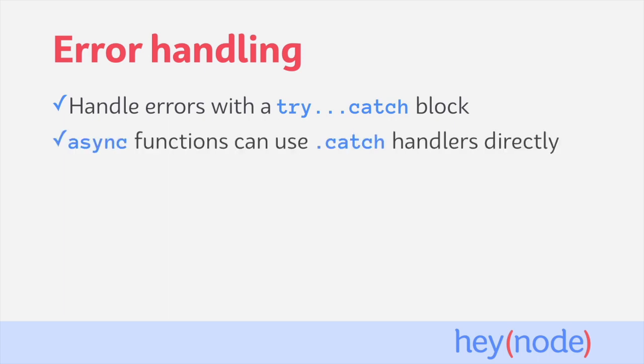Your second option is to attach a catch handler when calling the async function itself. All async functions return a promise, and if an error is thrown inside of an async function and not caught somewhere by a try-catch block, that error will bubble up to the async function itself, at which point it can be caught by a catch handler attached directly to the async function when it's called.